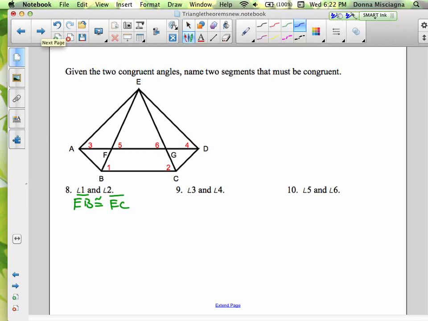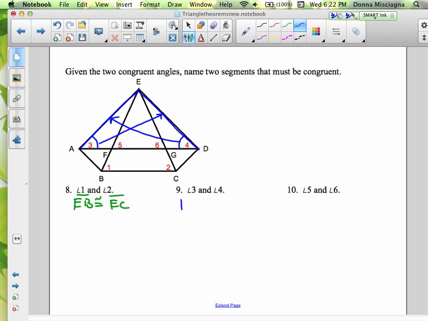Let's try problem 9. Angle 3 and angle 4. Don't get confused because there are lots and lots of triangles. Angle 3 is this angle here, and angle 4 is this angle. We don't go beyond that. If they wanted us to go beyond that side there, they would have indicated it by making an arc. So angle 3 and angle 4 right there. You just go across the triangle to the opposite sides that are creating angle 3 and angle 4, and that means that EA is congruent to ED.